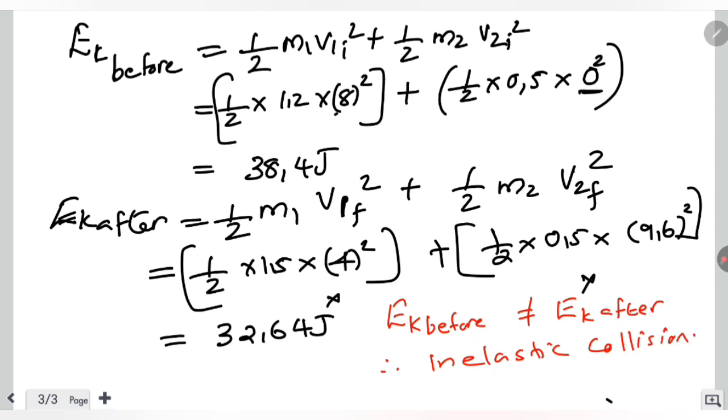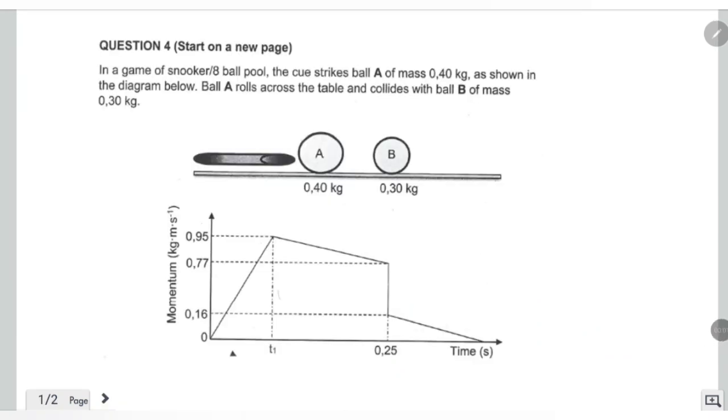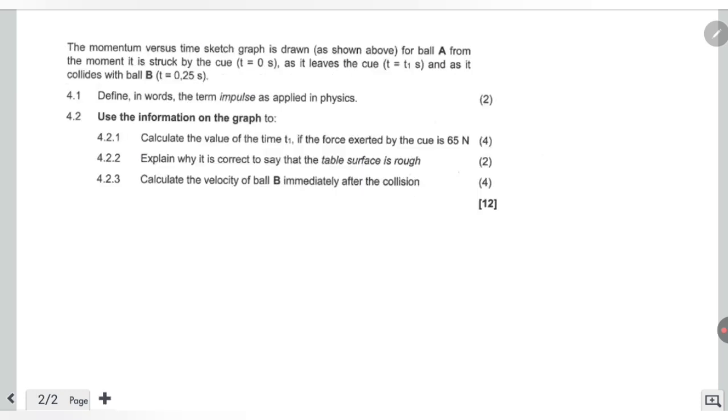Thank you. In this question, you can say in a game of snooker or 8-ball pool, the cue strikes ball A of mass 0.4 kg as shown in the diagram below. Then A rolls and collides with B, which is 0.3 kg. If you look at the momentum-time graph, there is a small difference this time. The explanation says the momentum versus time graph is drawn for ball A from the moment it is struck by the cue, which is 0 seconds, and it leaves the cue at t equal to t1 seconds.